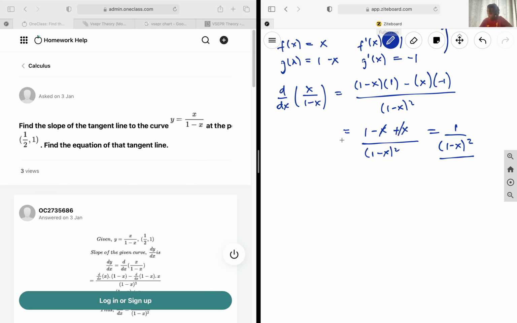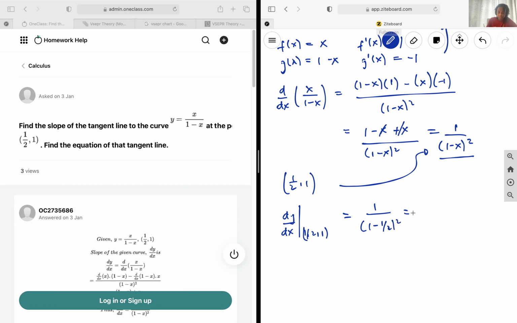Since it is at the point 1 over 2, 1, you're just going to put in those values here. And so we get dy over dx at the point 1 over 2 comma 1 is 1 over 1 minus 1 over 2 squared. So that is going to give us 1 over 1 over 2 squared, and this is just 4. So the slope of the tangent line to the curve y is equal to x over 1 minus x at the point 1 over 2, 1 is going to be equal to 4.